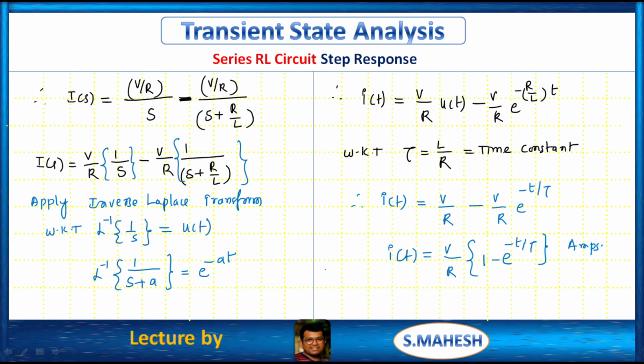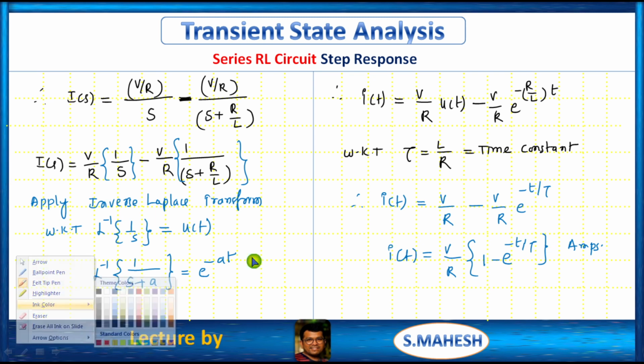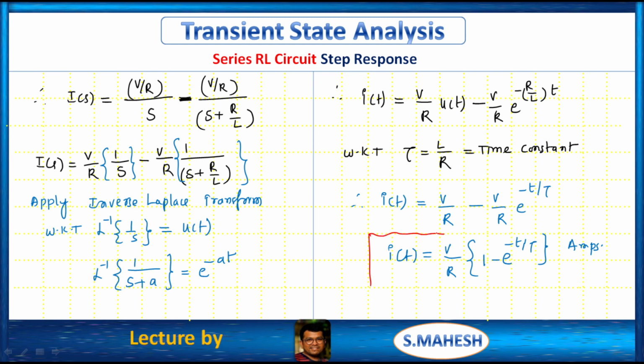See, the step response of the series RL circuit in the S domain should be equal to the forced response of the series RL circuit in the time domain, right? We are having the same equation in the case of forced response also, right? So by default, the step response in the S domain should be equal to the forced response of time domain analysis. This is exponentially rising.